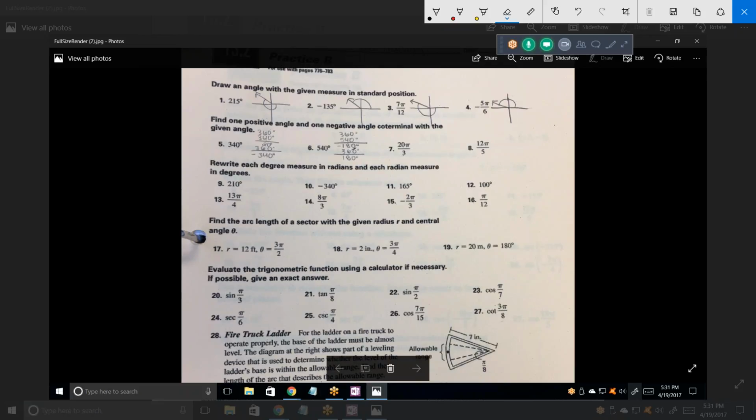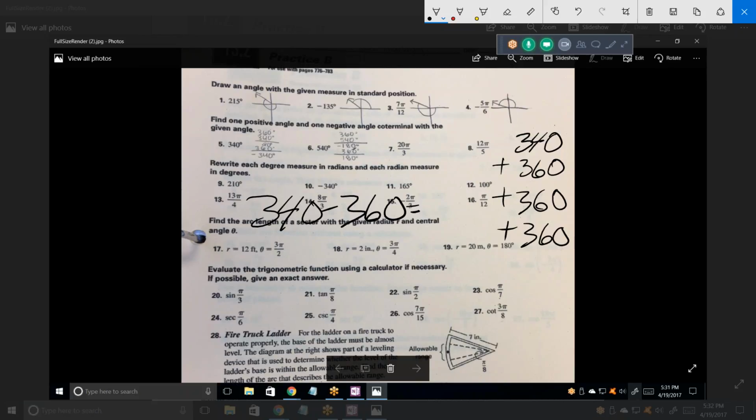And there's a few problems with 5 also. If we have a 340-degree angle, if we want coterminal angles, we just add 360. If I want another one, add another 360. If I want another one, add another 360. If I want a negative one, then subtract 360. In other words, do 340 minus 360, which gives you negative 20 degrees.